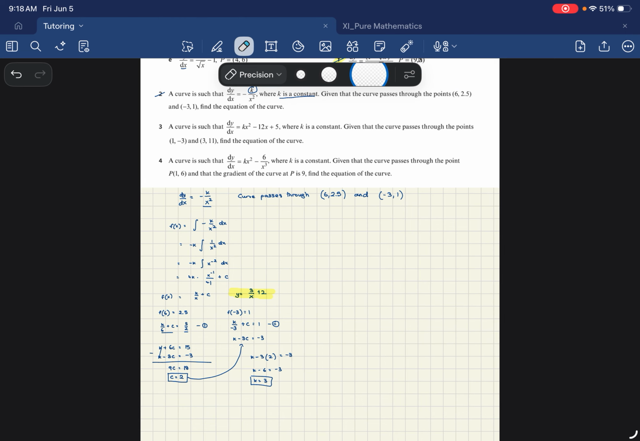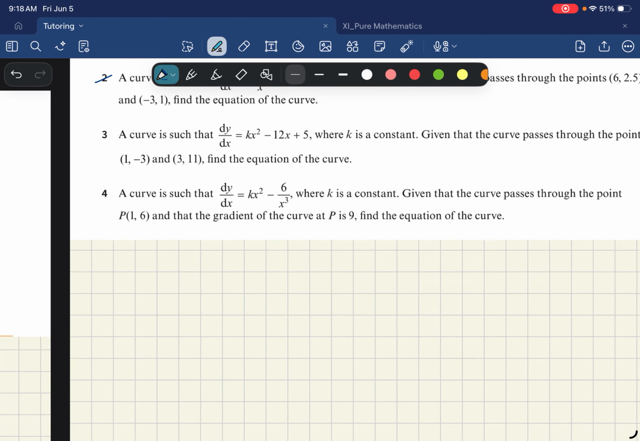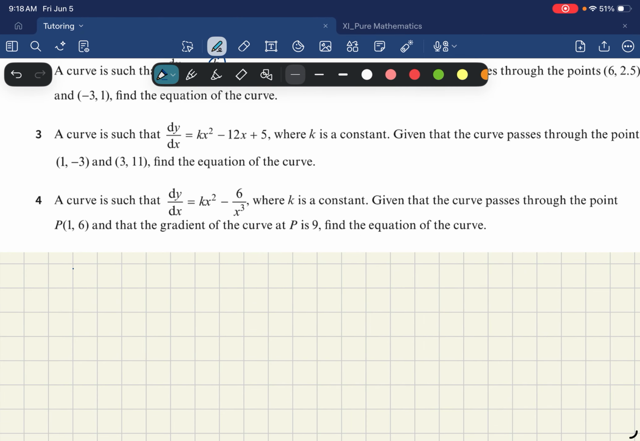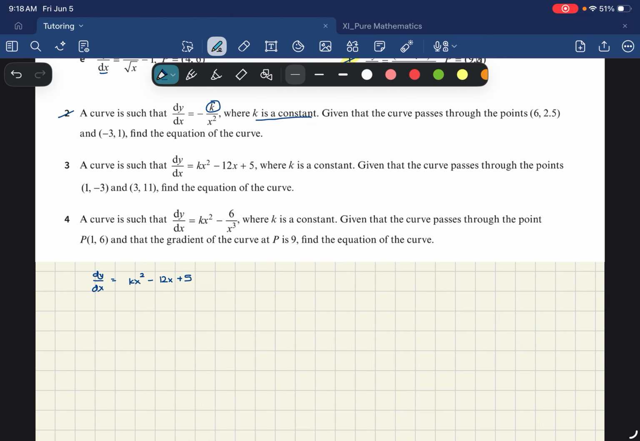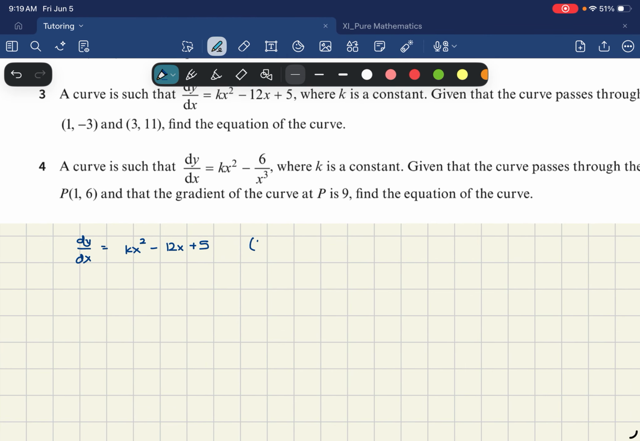And most of the questions that we are going to do are going to be the same, actually. So question 3, you do it in exactly the same way. You are given this expression, and I'm going to do it very quickly. dy by dx is kx squared minus 12x plus 5. I hope you can follow. It passes through the points 1 comma negative 3 and 3 comma 11. I hope you're familiar with solving systems of linear equations, because I'm going to do that quickly as well. So find the equation of the curve.